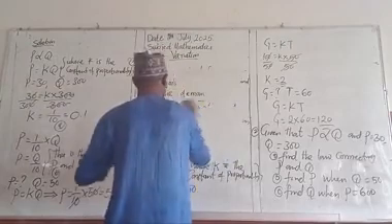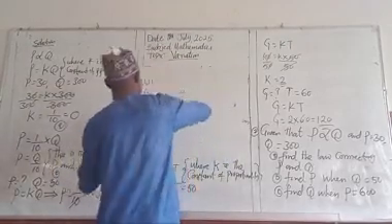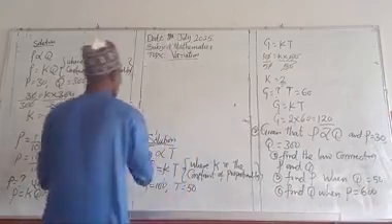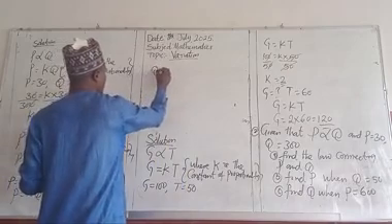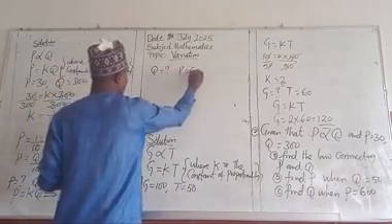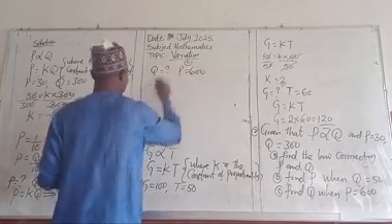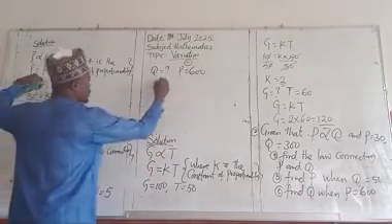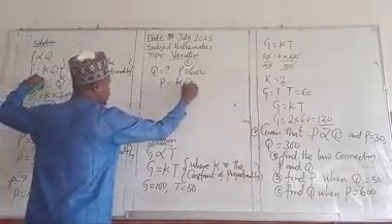Find Q when P is equal to 600. Q is equal to unknown. P is equal to what? 600, right? This is C. What is the formula we're going to use? P is equal to KQ, right?